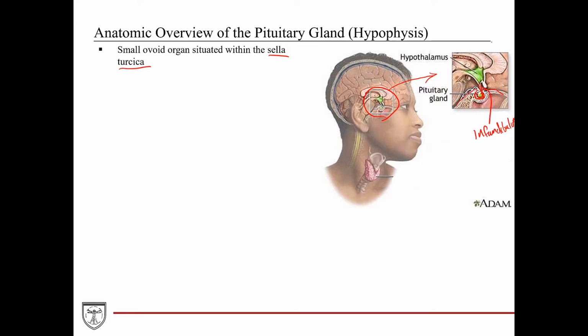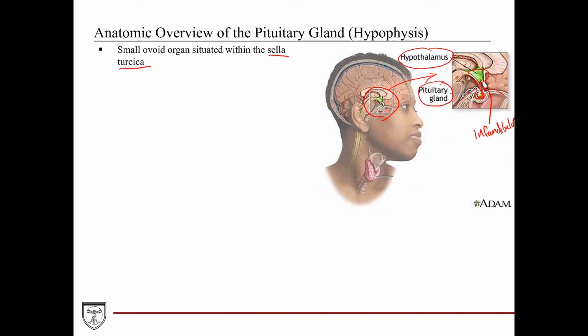And what the infundibulum attaches to is a structure of the brain called the hypothalamus. So based on this close anatomic relation between the hypothalamus and the pituitary gland, these two structures function very, very closely together as well. We'll see that later in this lecture.